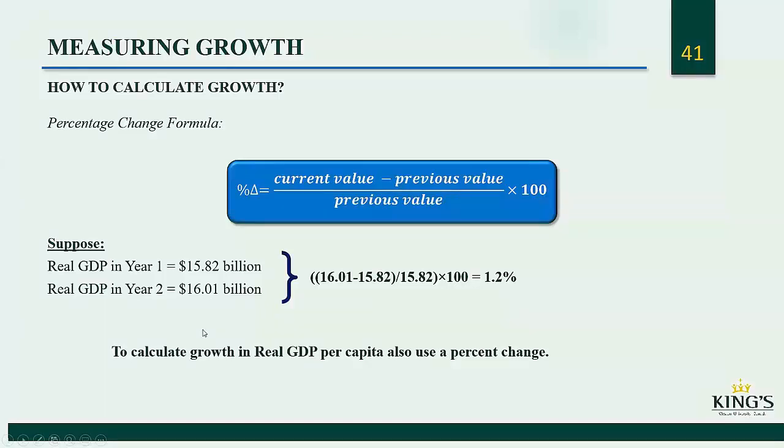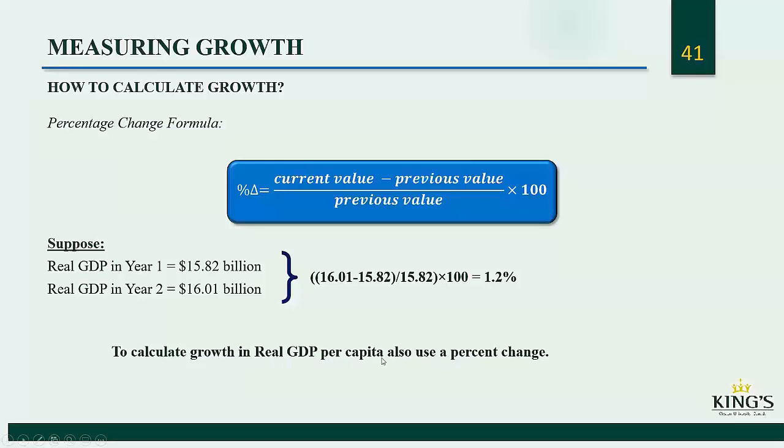So I'll just finish up with a quick note on, we're going to get into growth a little more later, but if we take the percentage change in real GDP over time, that's just a measure of the growth of the economy, right? And a percentage change is simply obtained by taking the current value minus the previous value. So the difference as a proportion of the previous value times 100. So here we have GDP in year one of 15.82 billion. Here it's 16.01 billion. Here, real GDP increased by 1.2%. We're just plugging these numbers into the formula here.